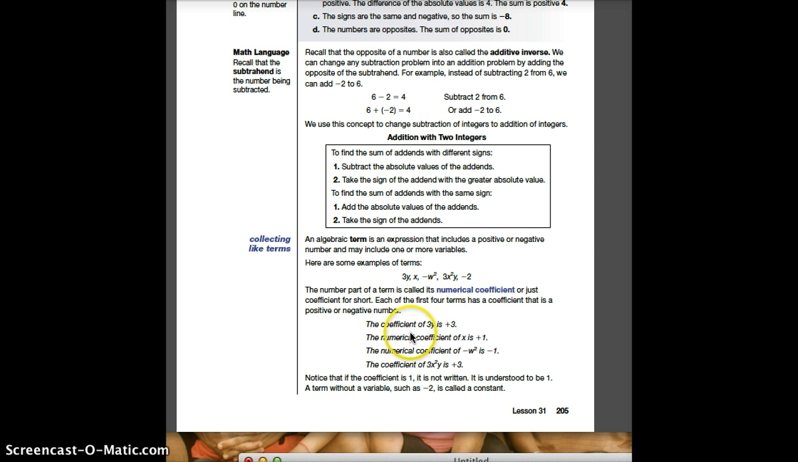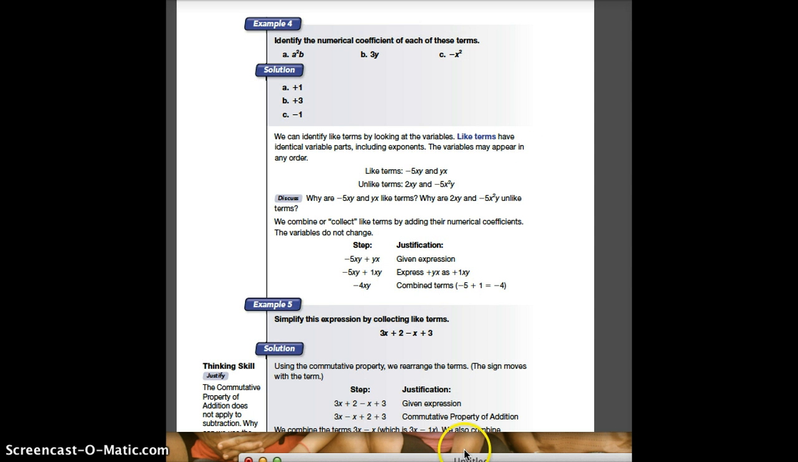For example, the coefficient of 3y is 3. When you talk about coefficient, that's the big number in front. The numerical coefficient of x is 1. So if you just have x, even though you don't see it, there's a 1 in front of it. Negative w squared is -1. The coefficient of 3x squared y is 3, the big number in front. If there are no variables, then that is just a constant. So -2, that would be a constant.